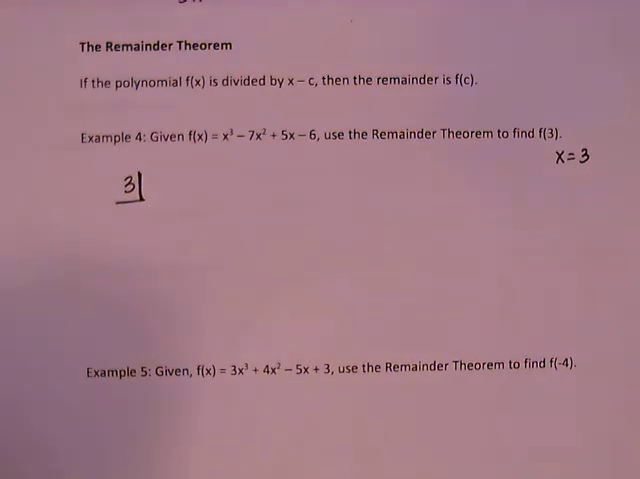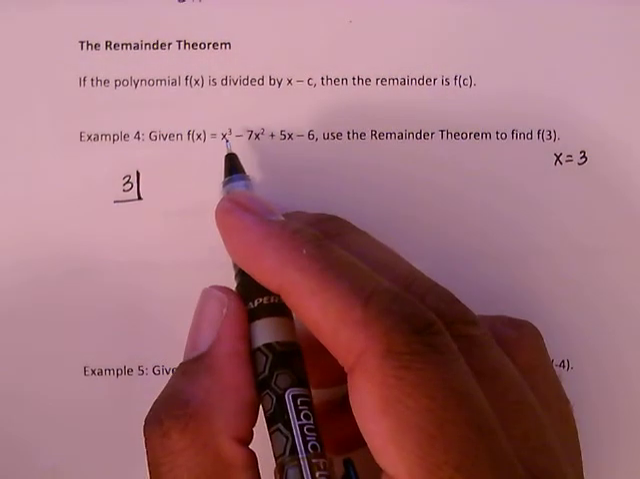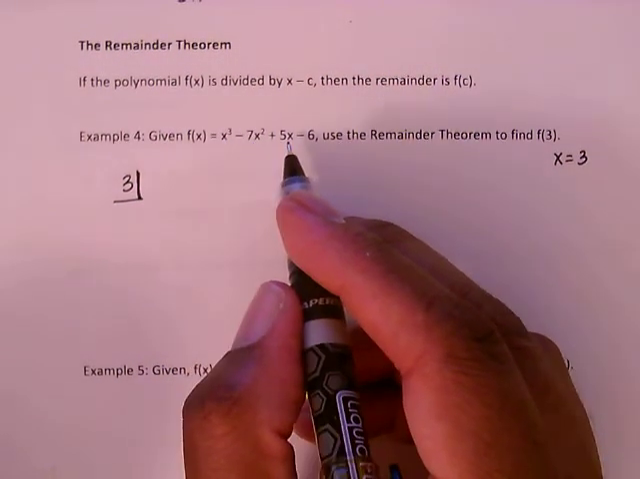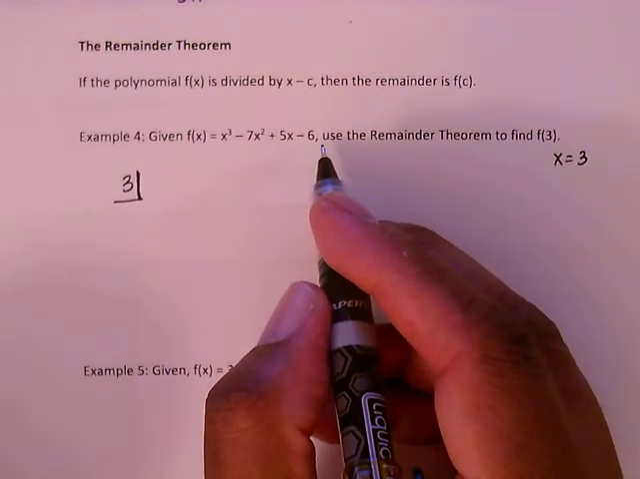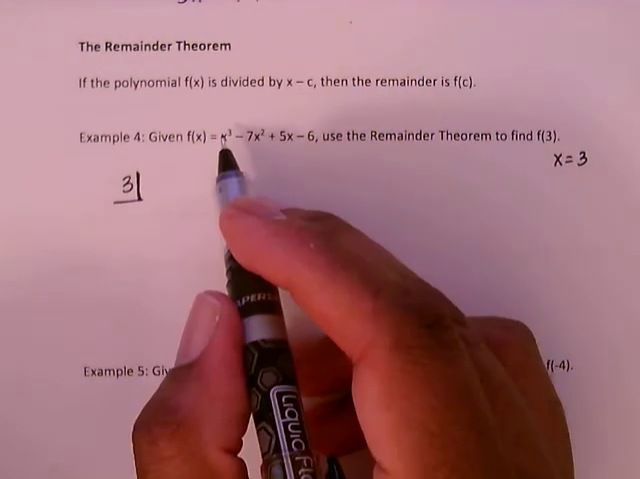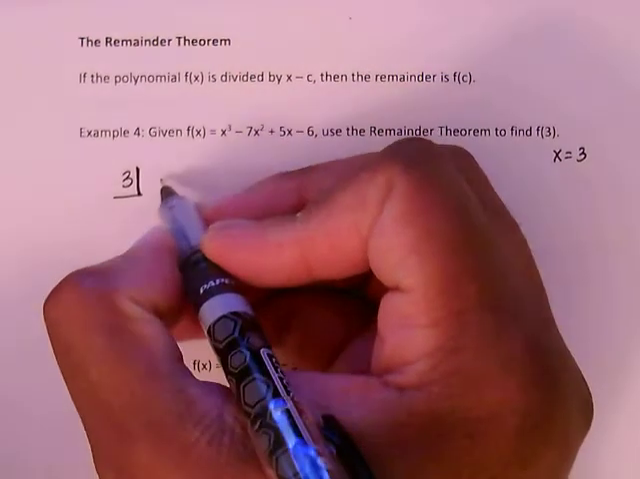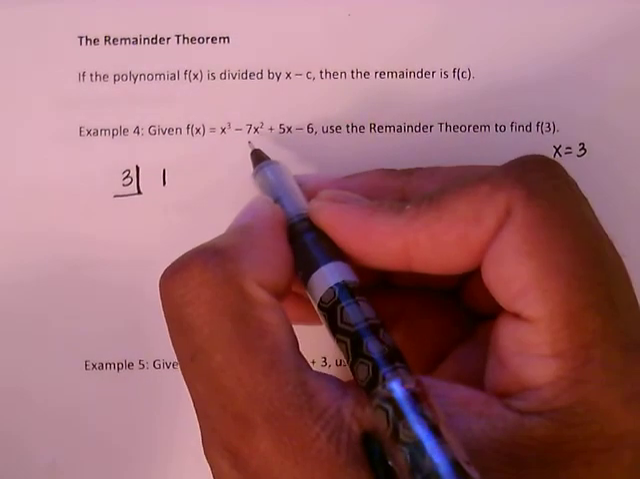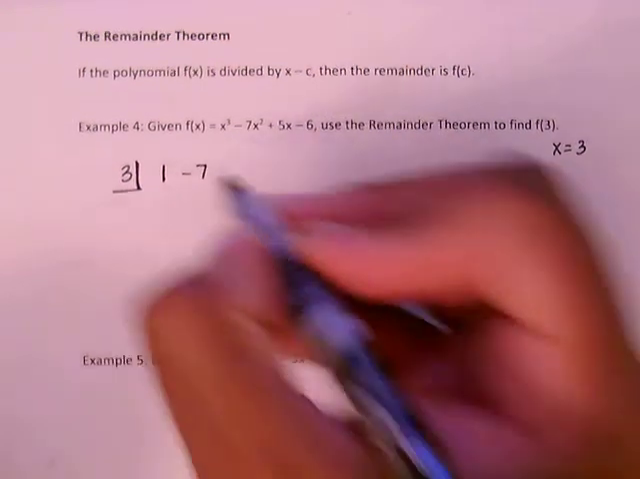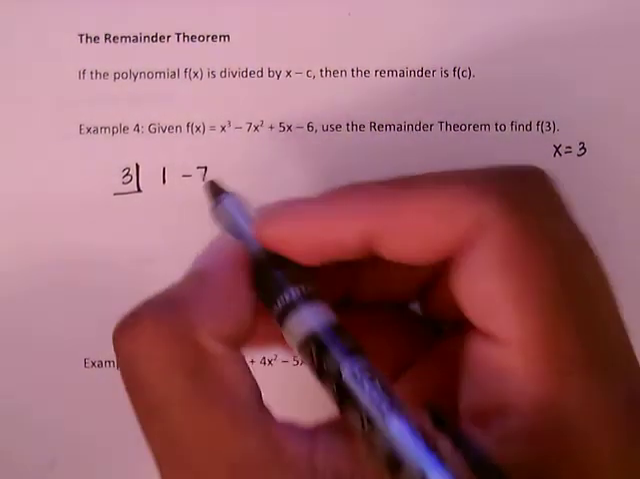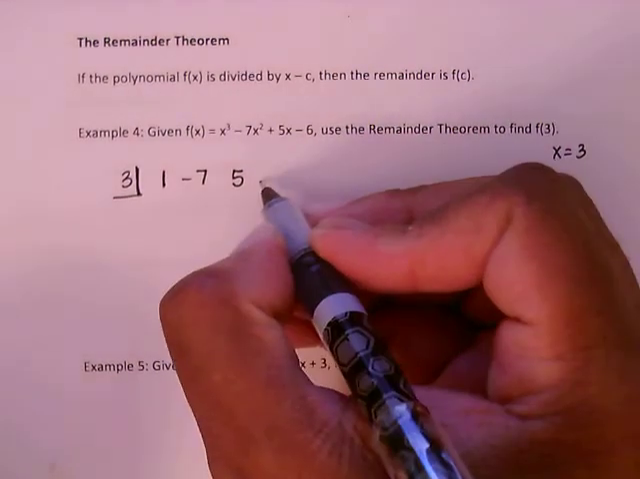And then look at f of x. There are no missing terms here. I got x cubed, x squared, x, and a constant term. So I can go ahead and write down their numerical coefficients. So for x cubed, the coefficient there is 1. For x squared is negative 7. And then for x is 5. And then the constant term, negative 6.